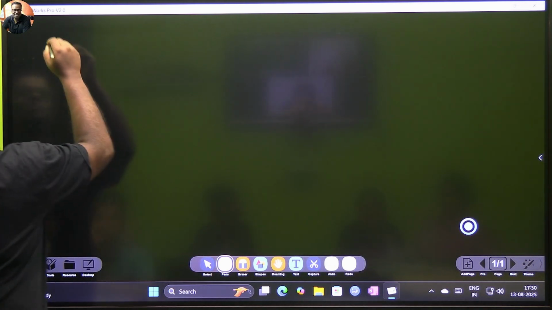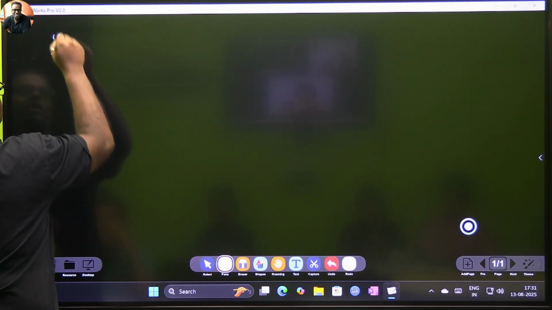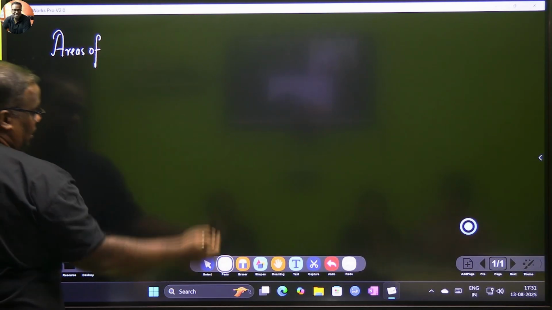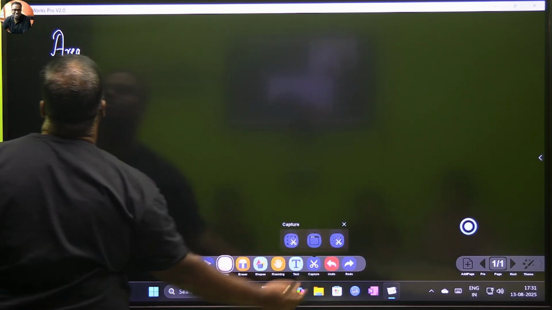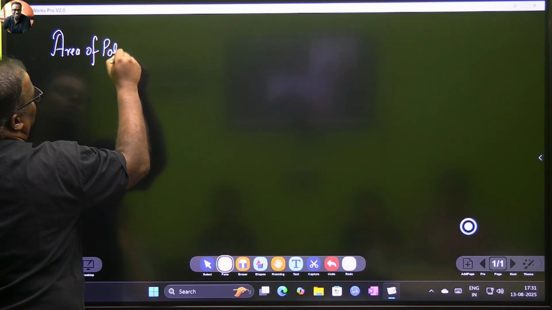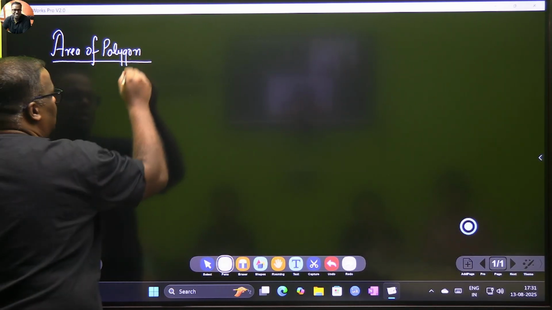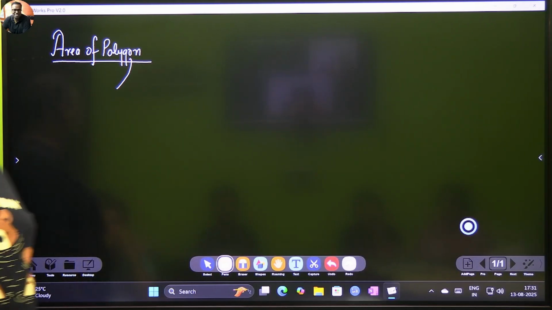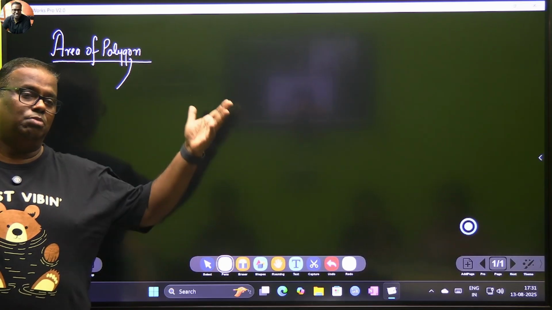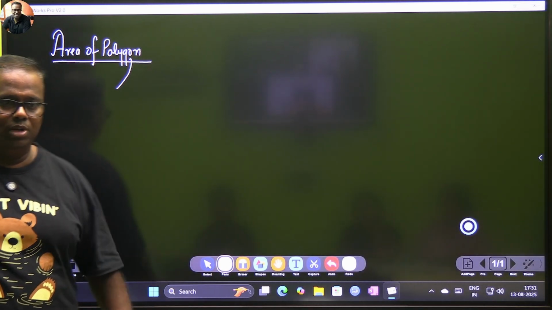So listen, what we are going to do: we have done areas of trapezium, and we are now going to do area of polygon. Now try to understand. This polygon area does not have any direct formula. Just like in trapezium, we use half into sum of the parallel sides into perpendicular distance, or for a parallelogram, base into height. Here you don't have any formula directly.